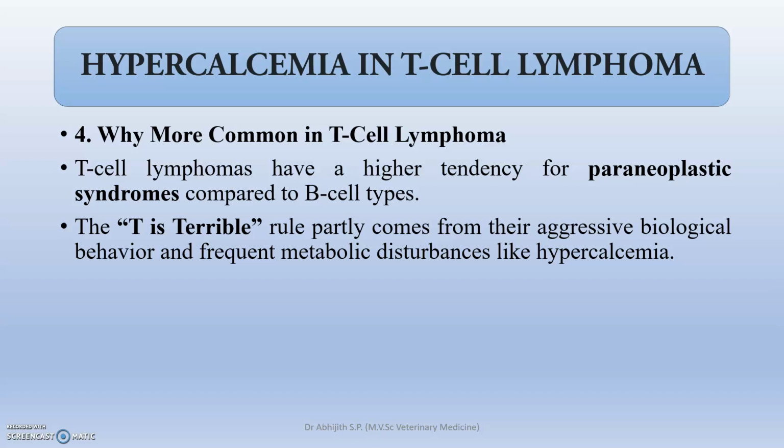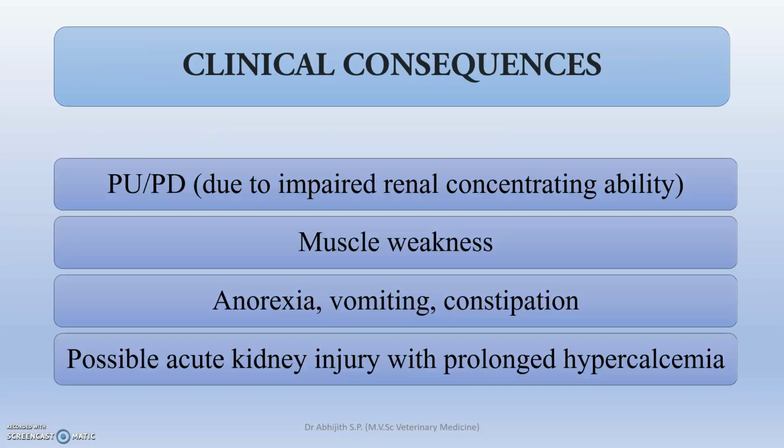T cell lymphoma has a higher tendency for paraneoplastic syndromes compared to the B cell types. This partly explains the aggressive biological behavior and frequent metabolic disturbances like hypercalcemia, which is very evident in T cell lymphoma.